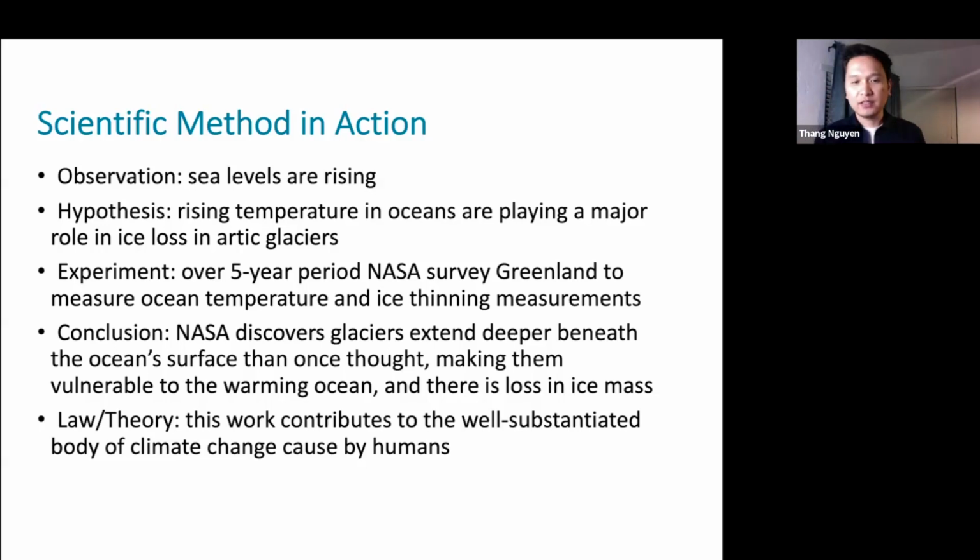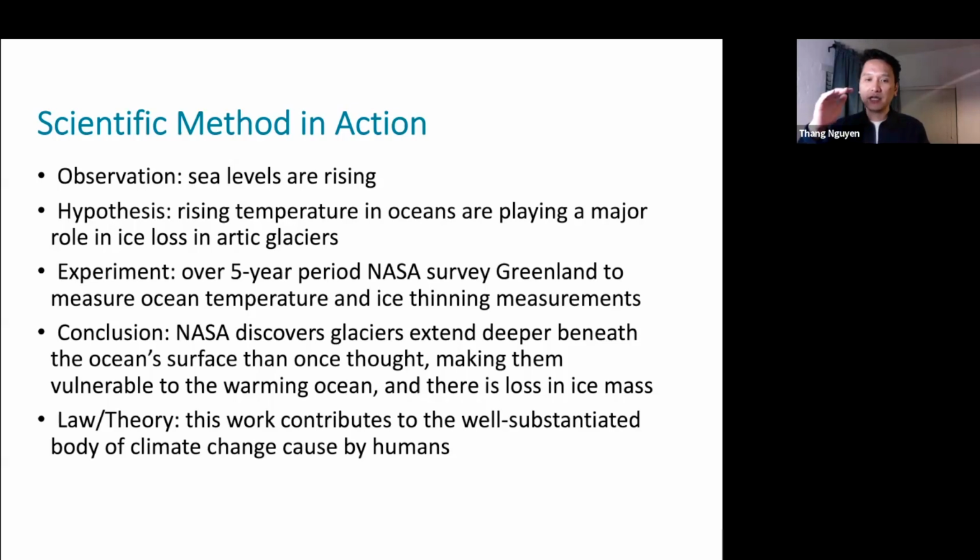For example, in this one study, over a 5-year period, NASA surveyed Greenland to measure the ocean temperature and the ice thinning measurements, just the depth of the ice over time. And so the conclusion, after analyzing the data, was that they discovered glaciers extend deeper beneath the ocean surface, more so than once thought.